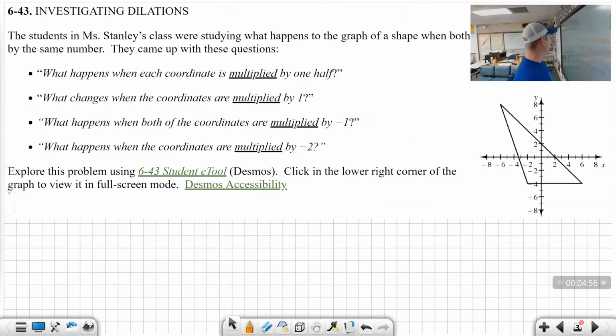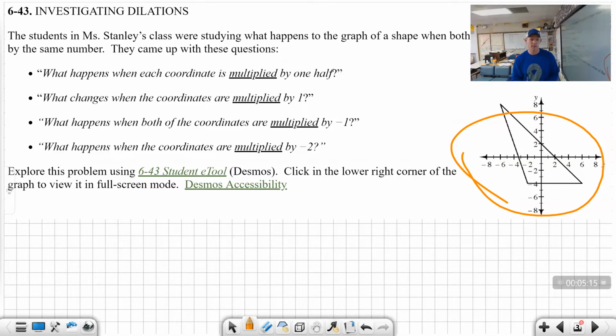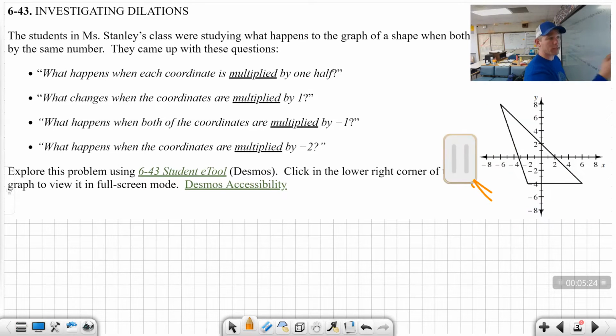Okay, let's go ahead and jump into problem 6-43. The students in Miss Stanley's class were studying what happens to the graph of a shape when both of the coordinates are multiplied by the same number. They have these 4 questions. So in your notebook, you are going to notice that you have this triangle. Okay? What's going to happen to this triangle if these things happen? We know what happens with a double. A double, the side lengths doubled.